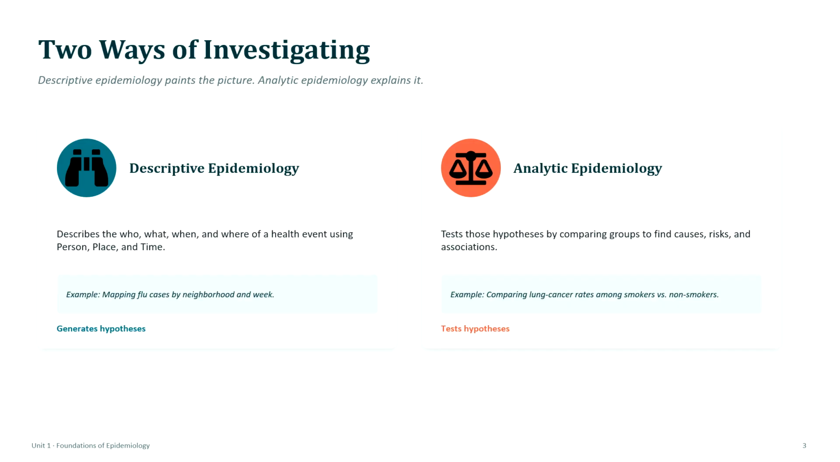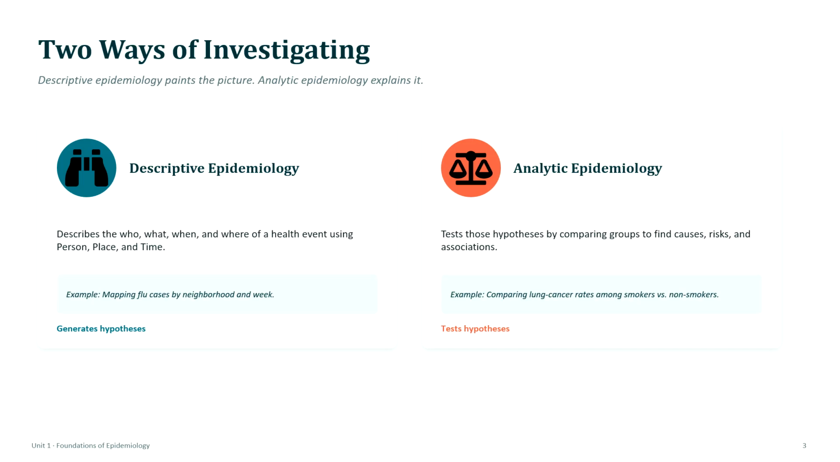Now, within epidemiology, there are really two complementary modes of investigation, and it's worth separating them clearly because you will see this distinction throughout the field. Descriptive epidemiology comes first. It paints the picture using person, place, and time: who's affected, where, and when. Think of mapping flu cases by neighborhood and week. That work generates hypotheses, educated guesses about what might be causing a pattern.